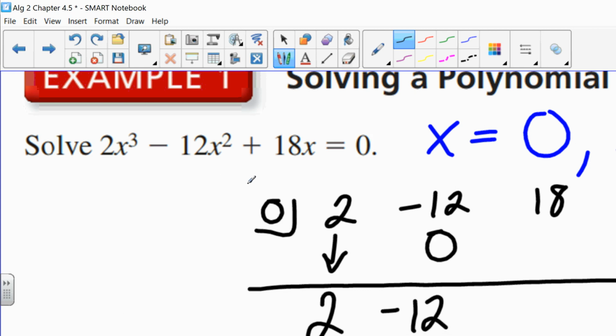Wait, but aren't they all going to be zeros? That's 0. And 0 times negative 12 is 0, 18 plus 0, 0 times 18, and 0 plus 0. And we expected the remainder to be 0, yes? Yeah. Because since it is a solution, the remainder will be 0.